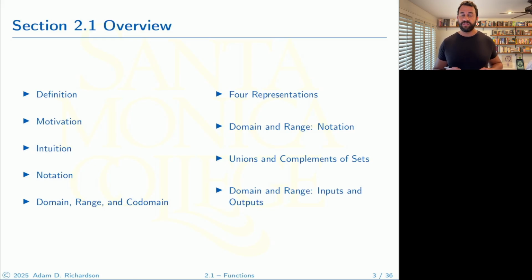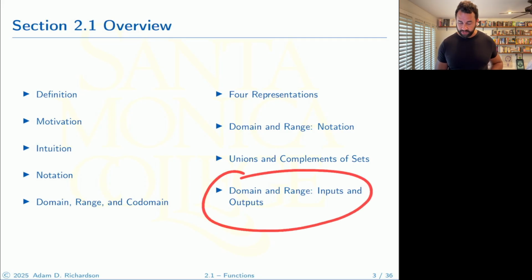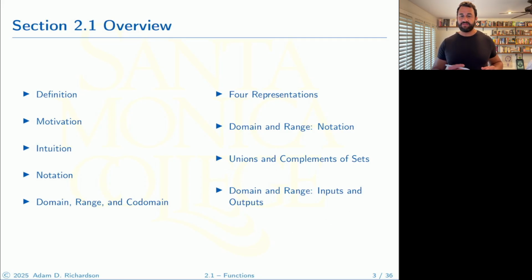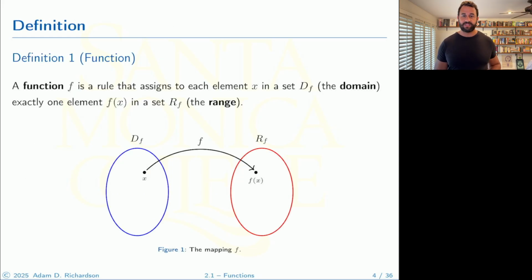And to do that, we need to do a little sidestep and talk about unions and complements of sets. So we'll talk about a little bit of set theory in this section. Then at the end, we're going to talk about domain and range and just how we can interpret these things with respect to inputs versus outputs. All right. So we got a lot of stuff, but we'll be able to cover it all. Shouldn't take as long as the last lecture. So let's get started here.